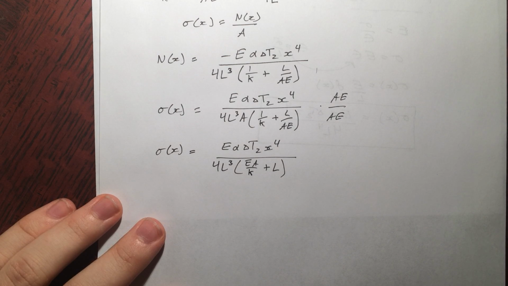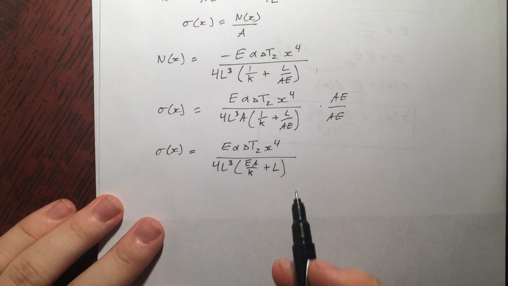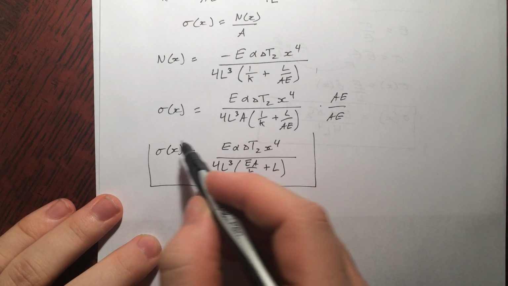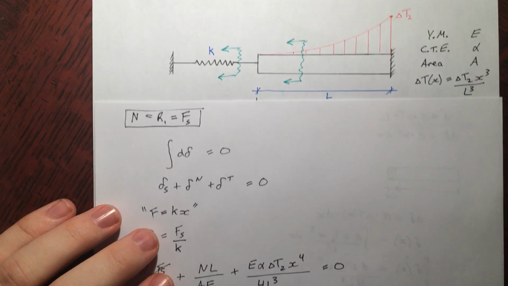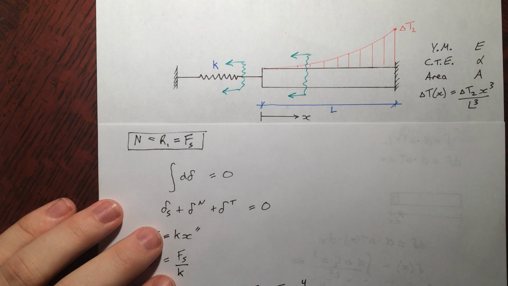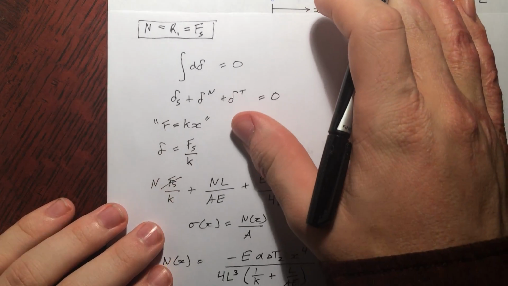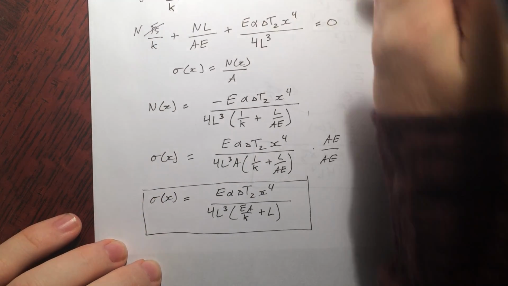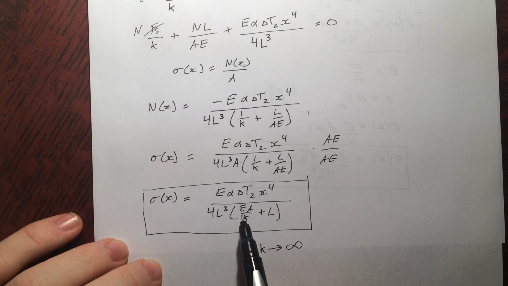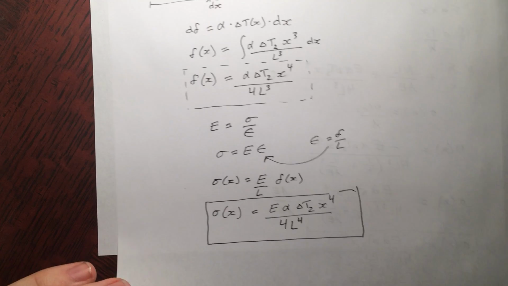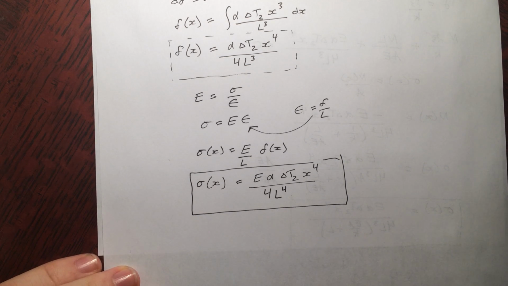All right. Box this off. Now let's do a quick check, because if this spring was theoretically part of the bar, we should get back the same equation that we got in the first half of this. To make that true, we can imagine K going to infinity. So K goes to infinity, becomes really, really stiff, the same as a bar. This piece goes to 0. We're left with 4L cubed, 4L to the 4, E alpha delta T squared x to the 4. Bingo, exactly what we had here.